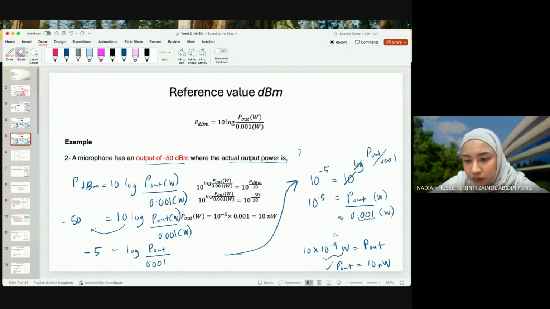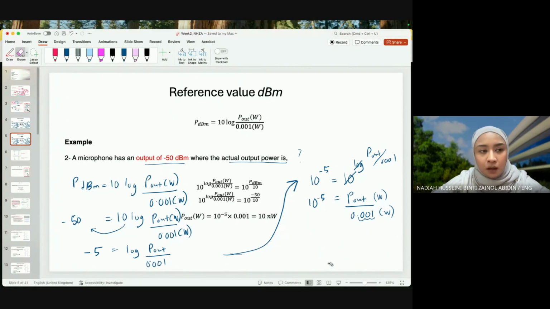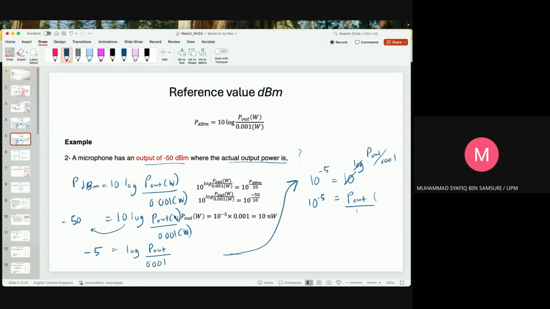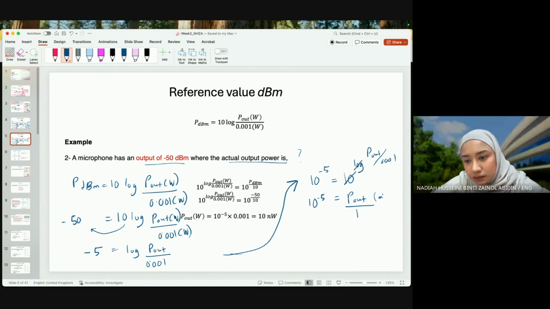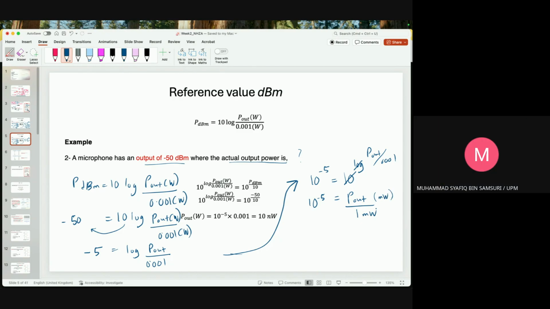Let's cut it over here. So this is in watt. What if I wanted my answer to be in milliwatt? So if this is in milliwatt... Oh boleh, boleh. It's not compulsory to be in watt. Cuma your units must be consistent. The answer will be in milliwatt.